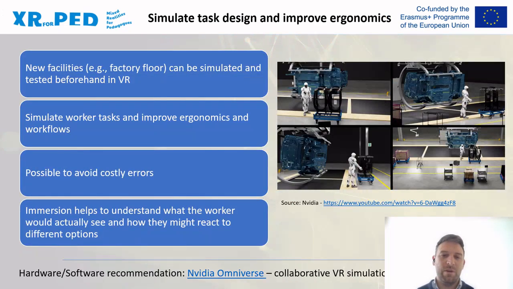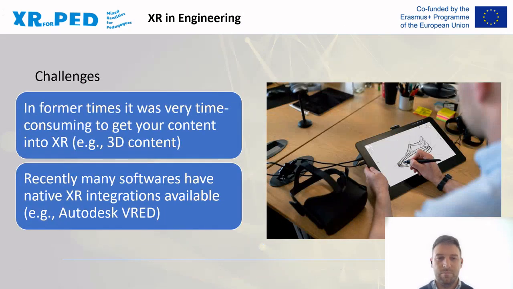One of the big advantages of simulating the factory floor is also the possibility to avoid costly errors in the design process. So in the design process, you weed out these problems by actually experiencing the virtual reality environment, simulating worker tasks, and improving ergonomics and workflows so that these teething problems are borne out early and not after the build. In former times, it was very time consuming to get your content into XR, bringing in your CAD drawings, etc. But now this process has been mainstreamed in the majority of the major software.